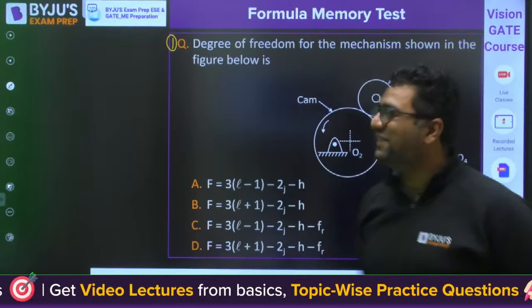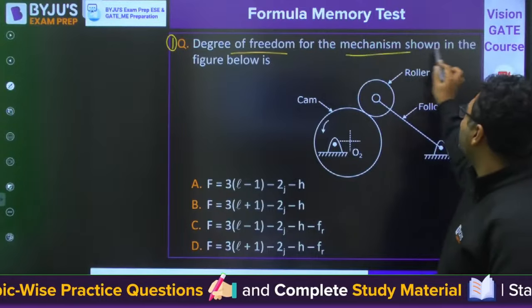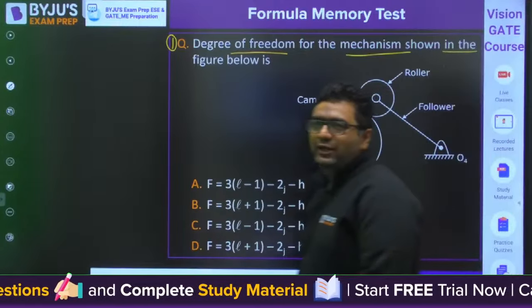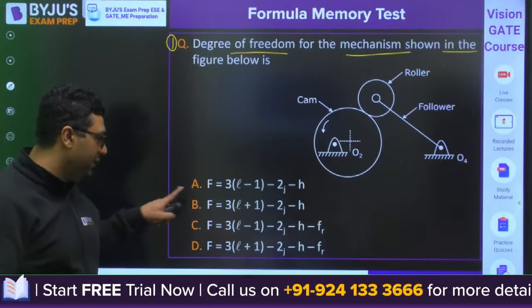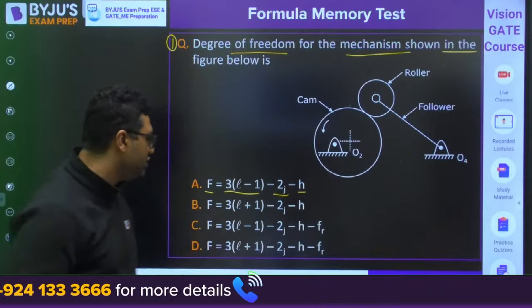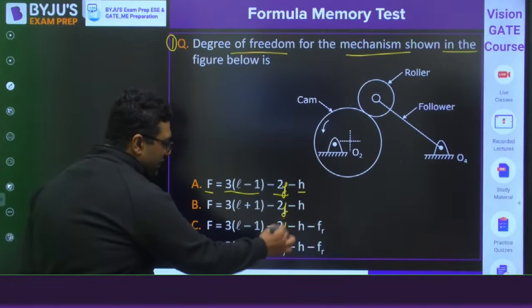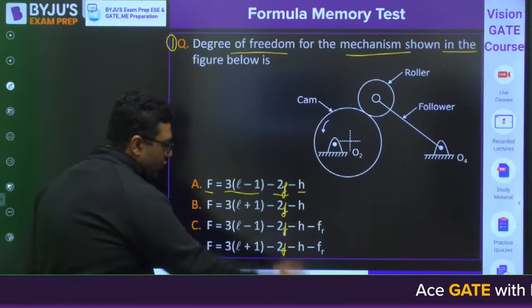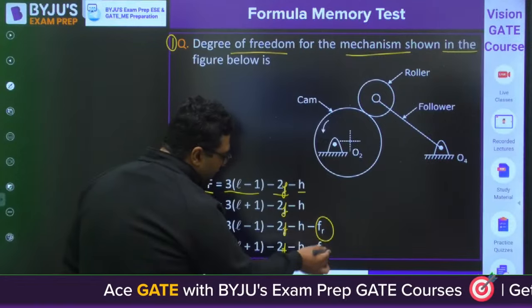So guys, this is the very first question, related to degree of freedom for the mechanism as shown in the figure. You need to find out the degree of freedom. So what do you feel, which formula will be applicable? F is equal to 3L minus 1 minus 2J minus H. Here, my dear, L is the number of links, J is the number of joints, H is the number of higher pairs. So you know the standard notations. FR is the redundant degrees of freedom.